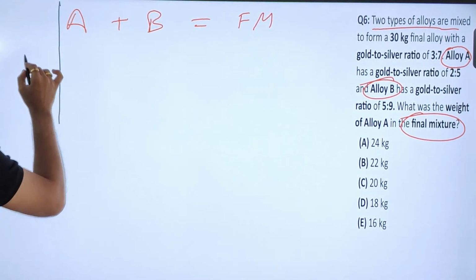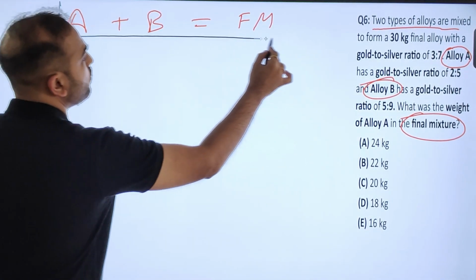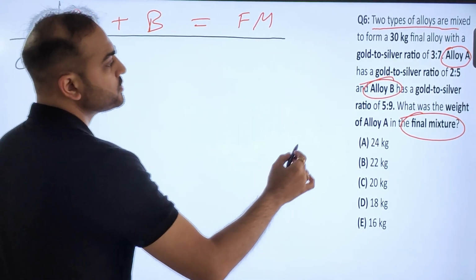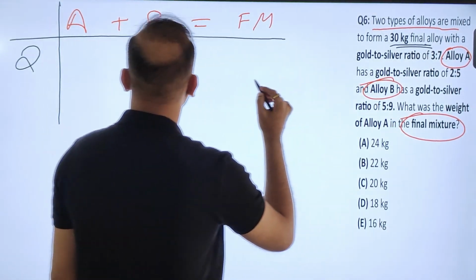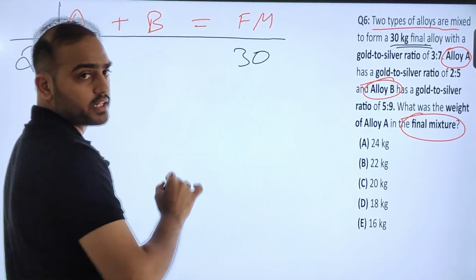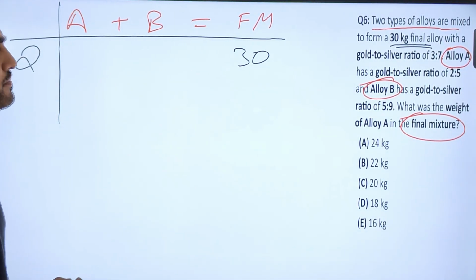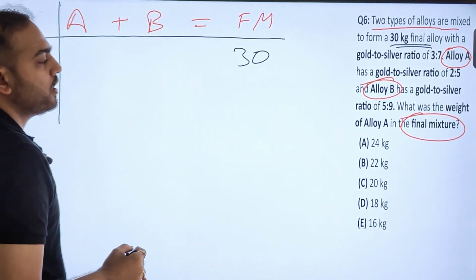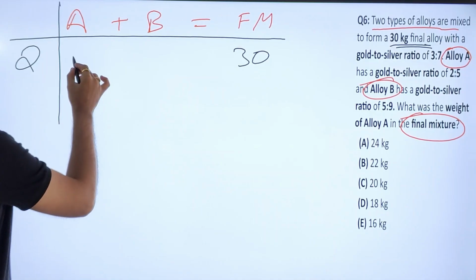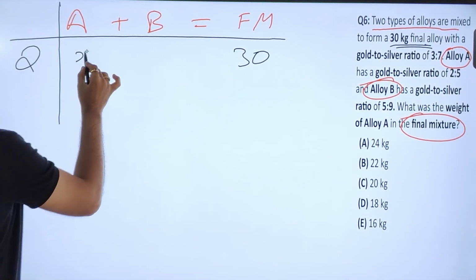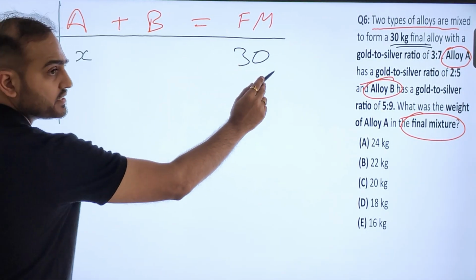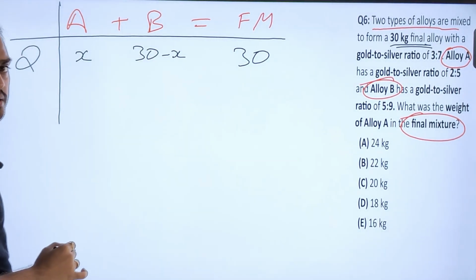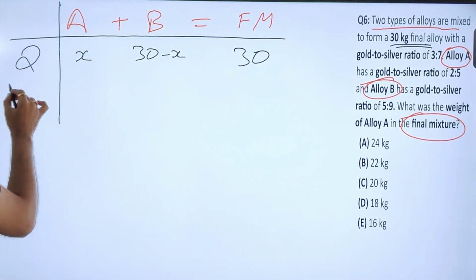Again, step 2, focus on the quantity. We have 30 kg of final alloy. So final mixture is 30 kg. Alloy A rate, I don't know. That is what they are asking. Let that be x. This total is 30. A is x, so B will be 30 minus x.